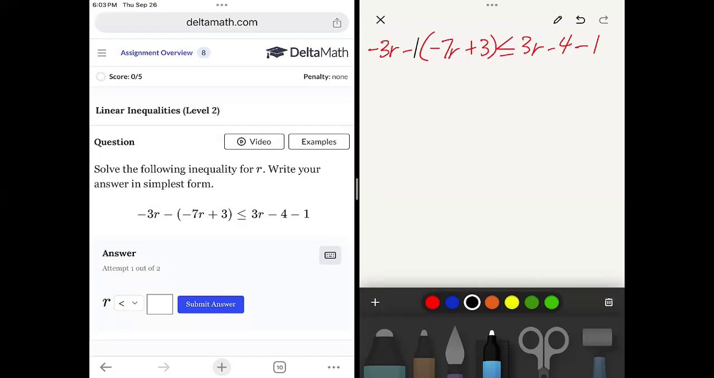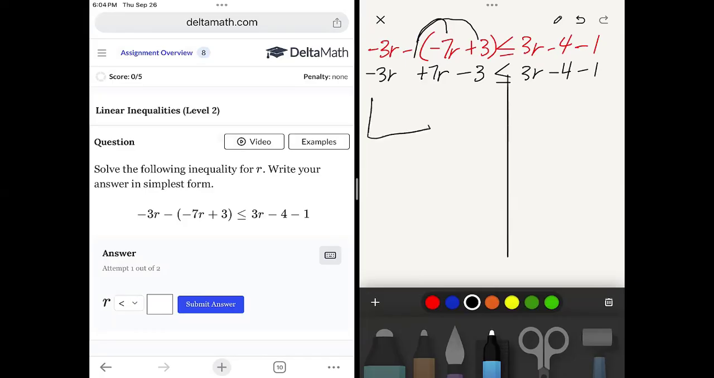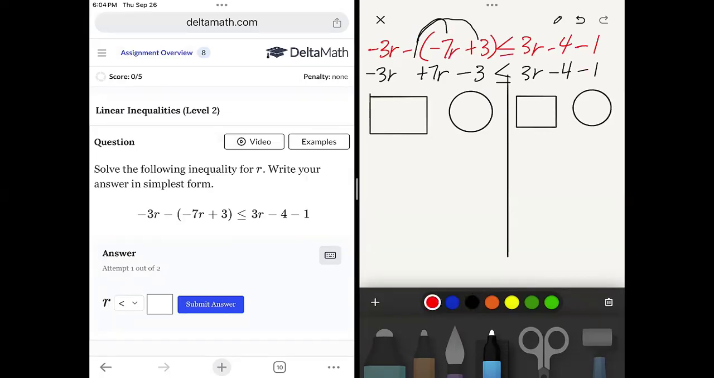Now I'm going to distribute and get rid of the parentheses. So this is going to be a negative 1 times a negative 7, which is a plus 7r. And then a negative 1 times a positive 3, and that's going to be a minus 3. Now I'm just going to rewrite the inequality without the parentheses, because we got rid of them, and it's going to be minus 4 minus 1. Now I'm going to draw my line down. I'm going to do my box, my circle, my box, my circle. So inside, this is going to be a negative 3r plus 7r, and this is going to be minus 3 in the circle.